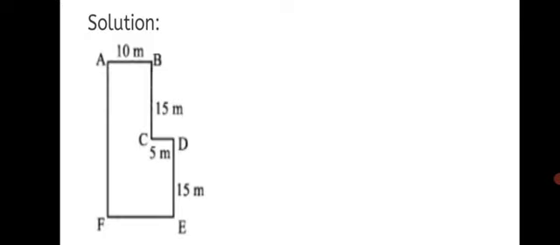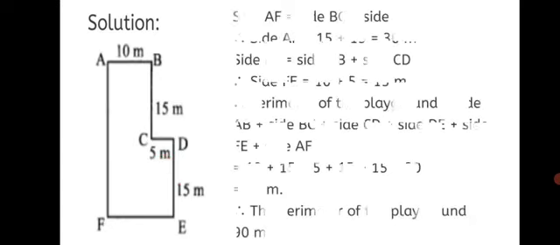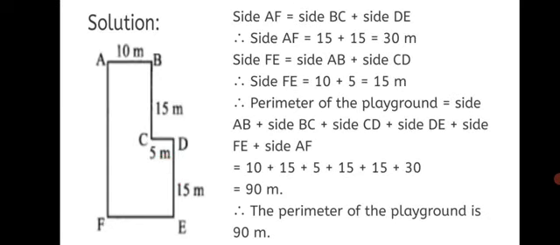We can see 10 meters, 15 meters, 5 meters, 15 meters. So now side AF, which we have to find out, AF, is equal to side BC plus side DE. So side AF is equal to this BC which is 15, you can see, and DE is also 15. So side AF is equal to 15 plus 15, 30 meters. So we got side AF.